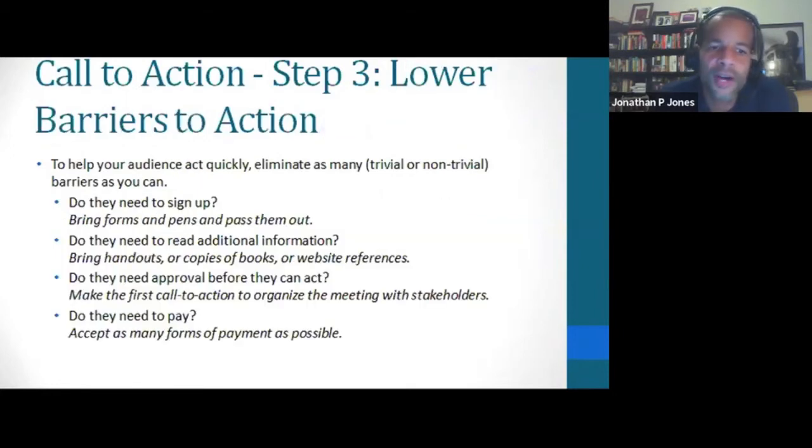The third thing, you've got to lower barriers to action. So you want to help the people get it done. If there's something they need to sign up, then you need to bring the forms and pass them out, or you need to give us the website and tell us to take out our phones and go to that website right now. We have to do it now or it's not going to happen. If they need to read additional information, then you need to bring handouts, give copies of a book, give links, tell us where to go right now, help us do it.